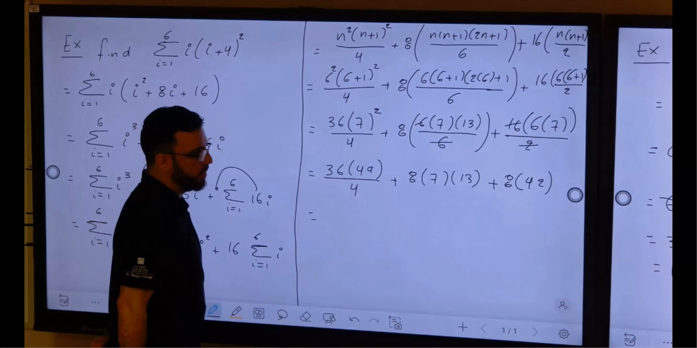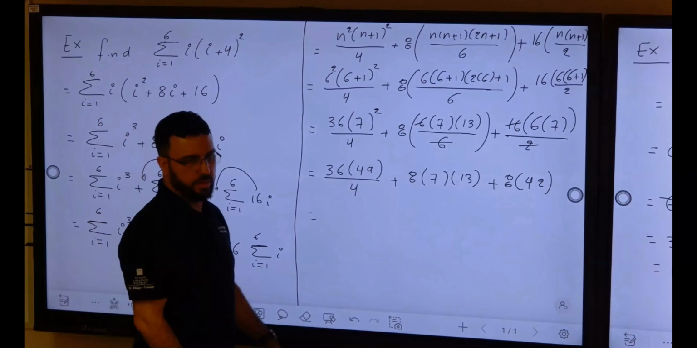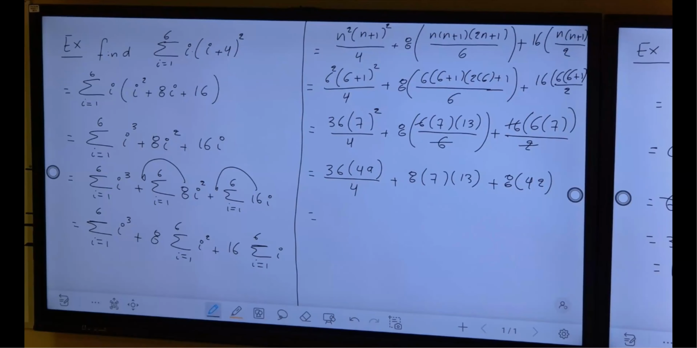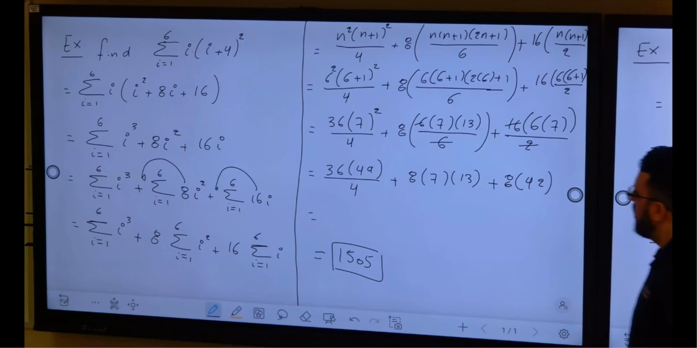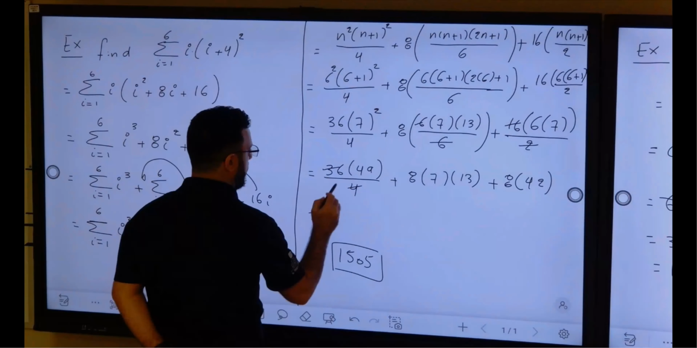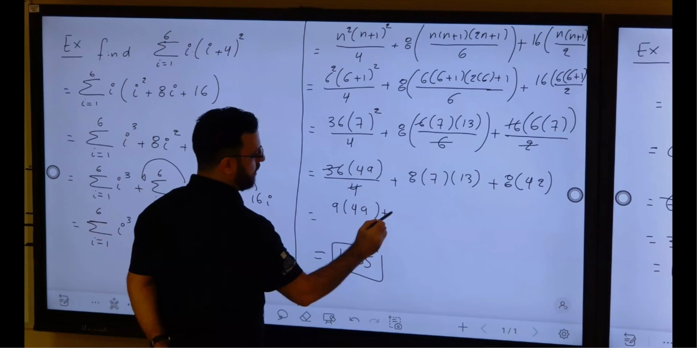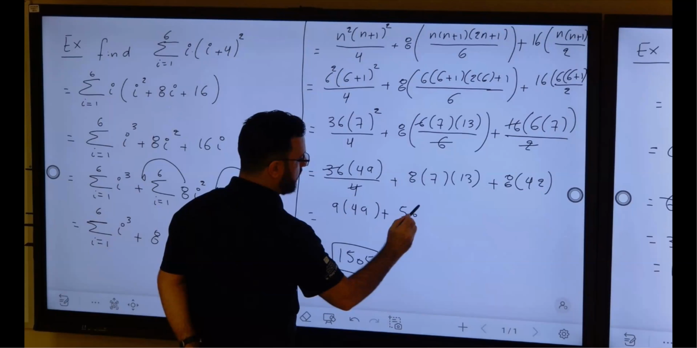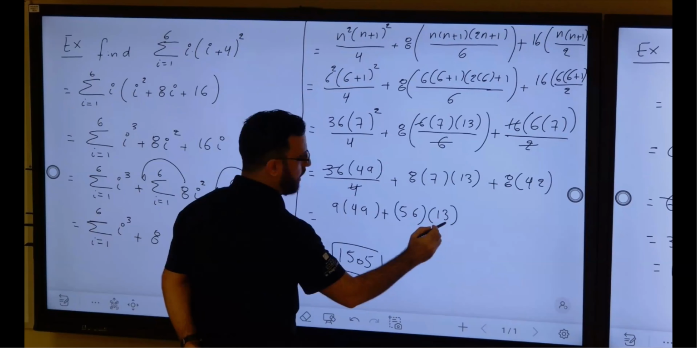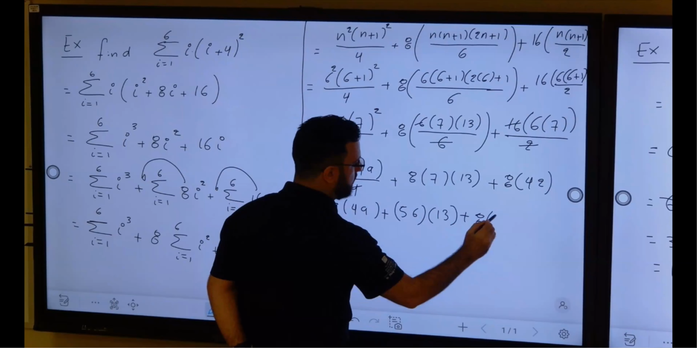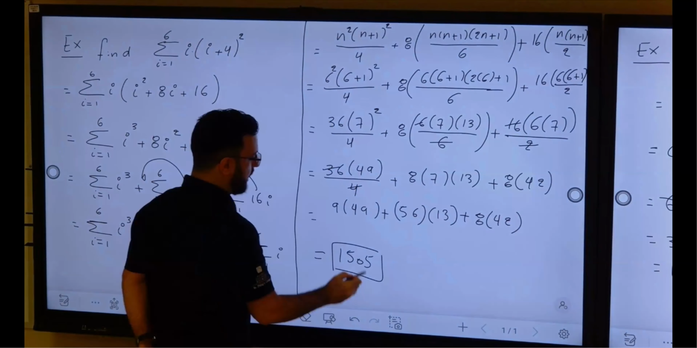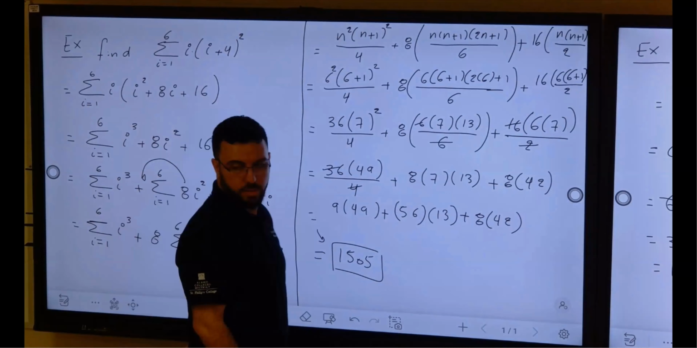Tell me how much it's going to be. Cancel these. So it's going to be 9 times 49, and you're going to add 56 times 13, and you're going to add 8 times 42. Do you get this one?